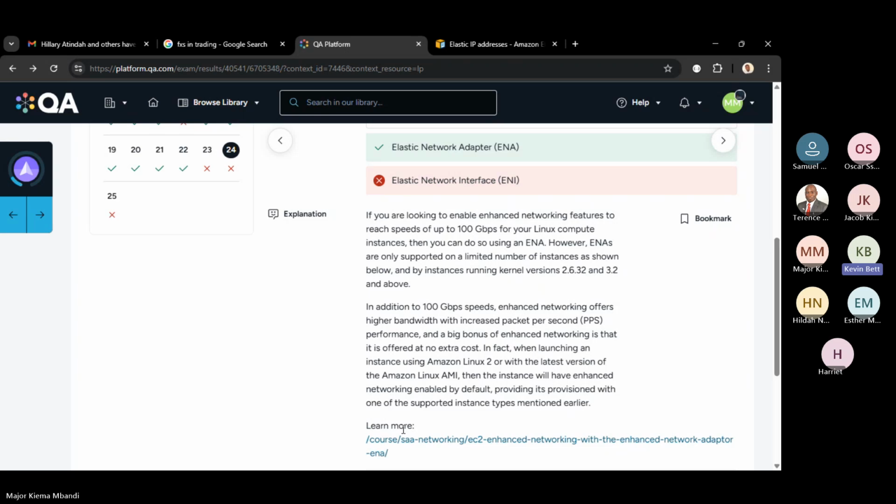In fact, when launching an instance using Amazon Linux 2 or with the latest version of Amazon Linux AMI, the instance will have enhanced networking enabled by default, providing it's provisioned with one of the supported instance types mentioned earlier.